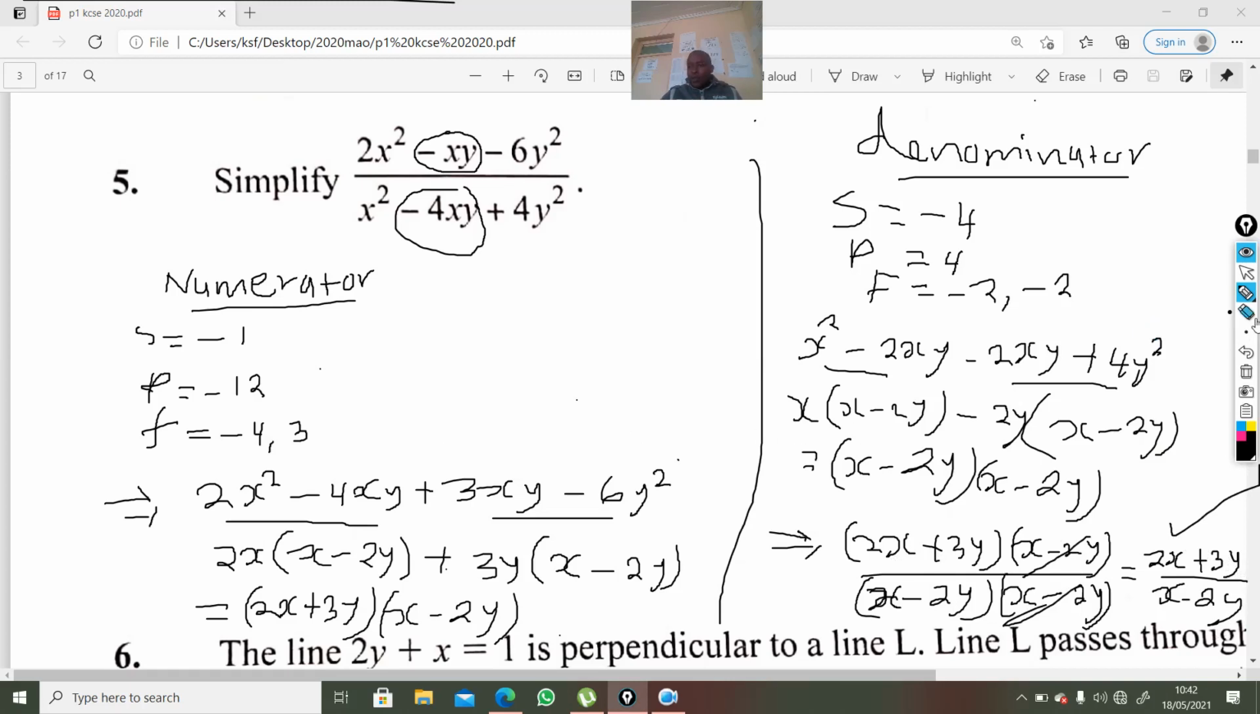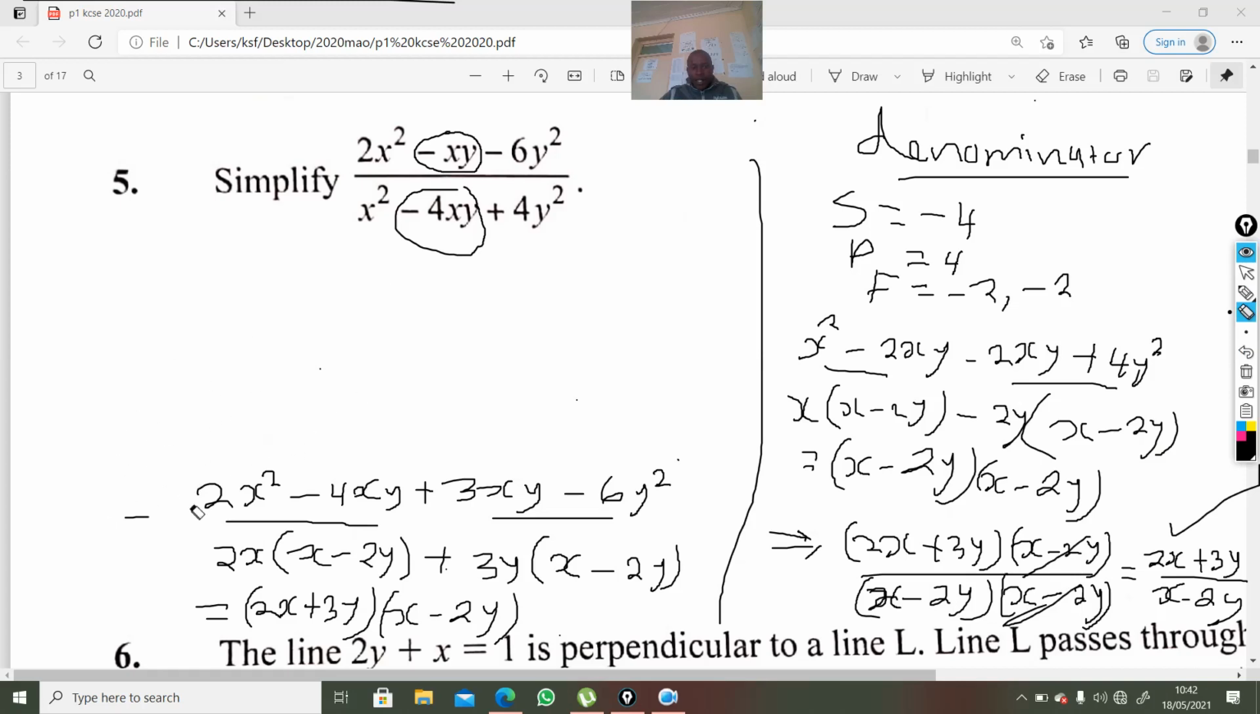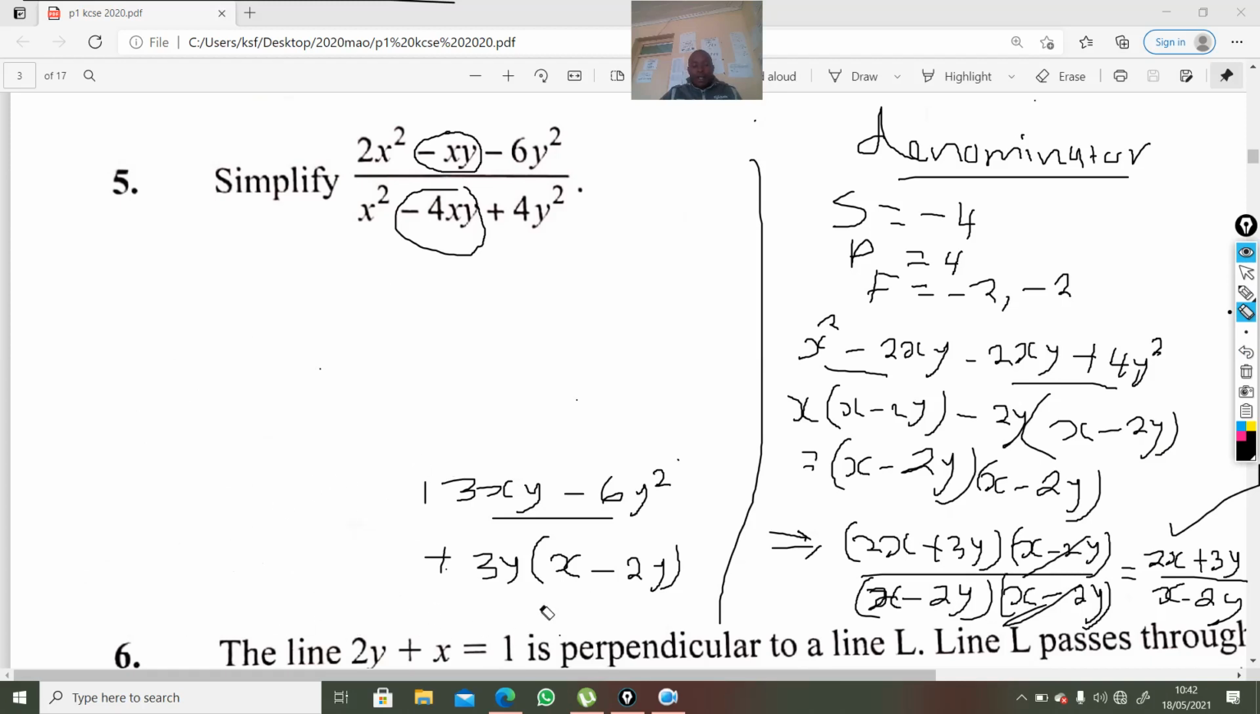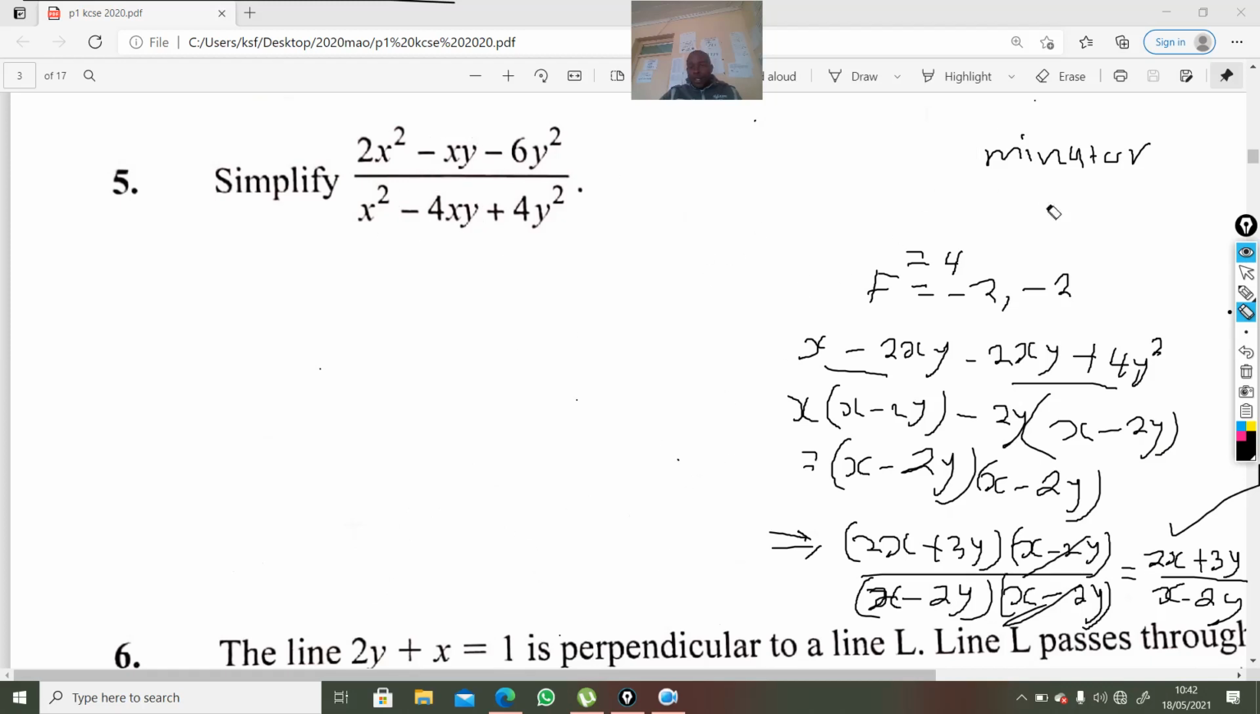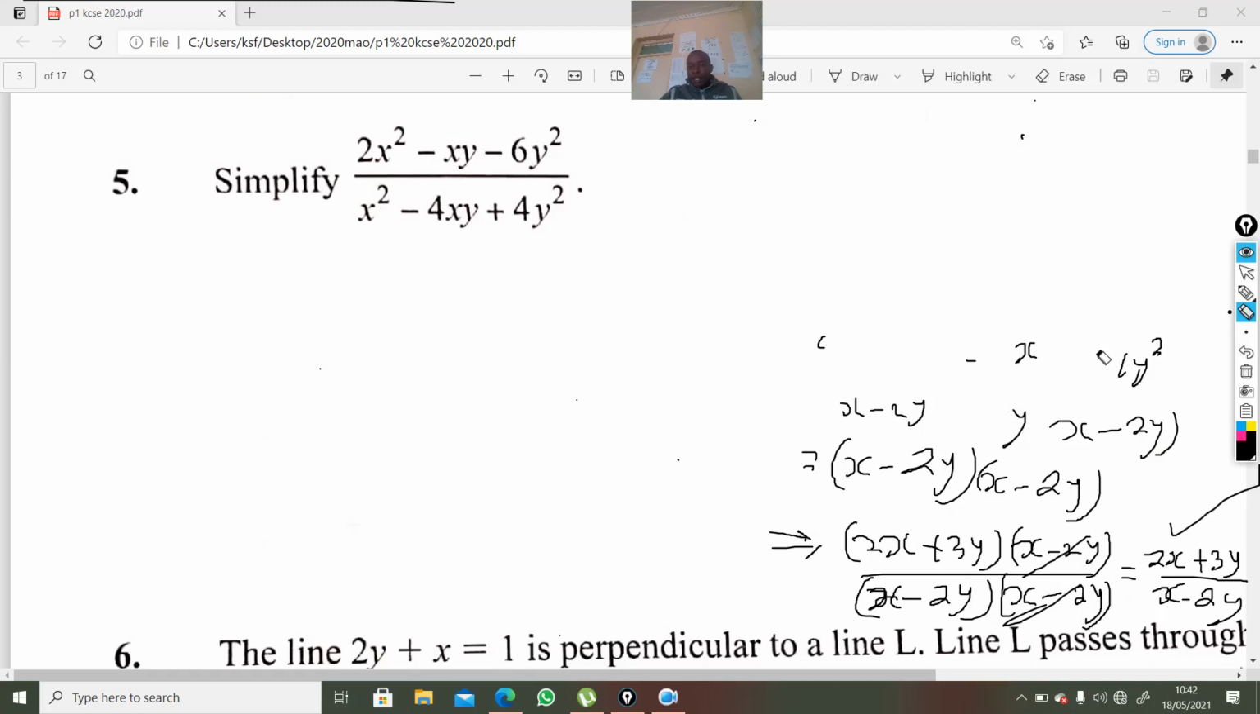So that is how you do it. Just follow the procedure slowly, and then you get the correct answers as required, without struggle. But if you complicate the situation, then you get complicated answers. So that is what you're supposed to do.